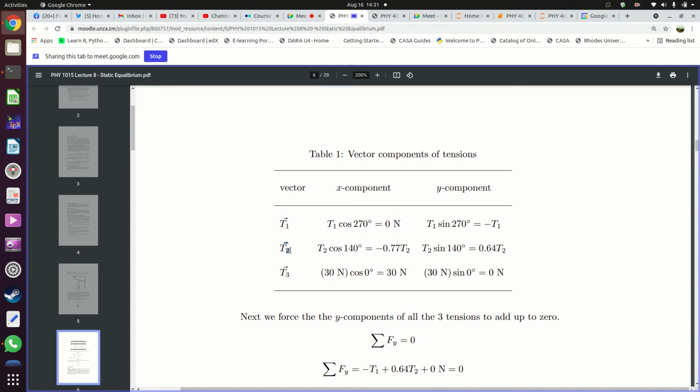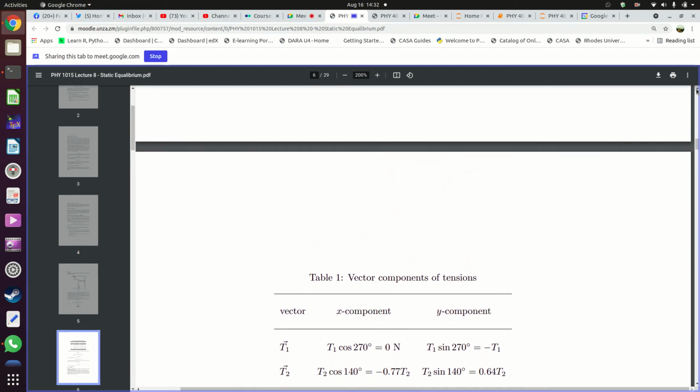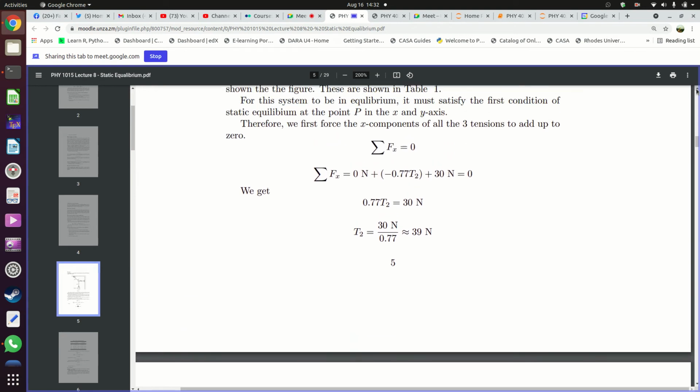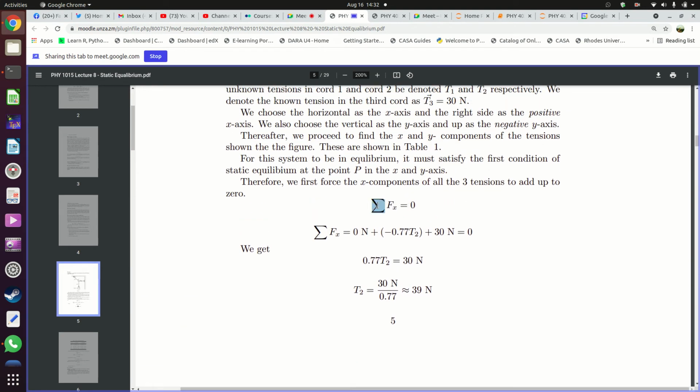The first force, T1, its x component is 0. The second force, T2, its x component is minus 0.77 T2. The other force, T3, the x component is 30 newtons. So we need to add these, and it should give us 0. Are we clear? Here, we add the components of the forces along the x-axis, and this should give us 0. So we're going to have 0 newtons plus minus 0.77 T2 plus 30 newtons, and that gives you 0.